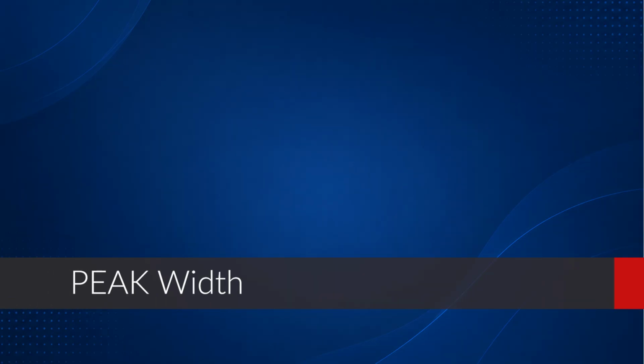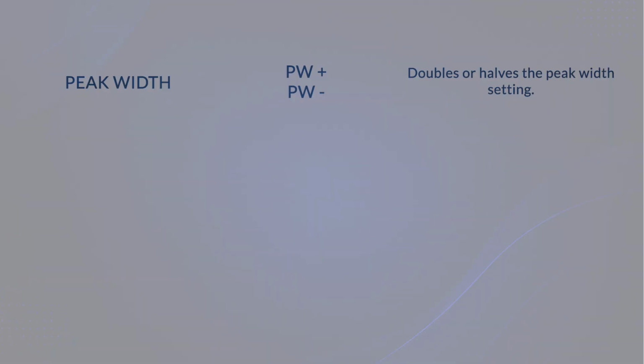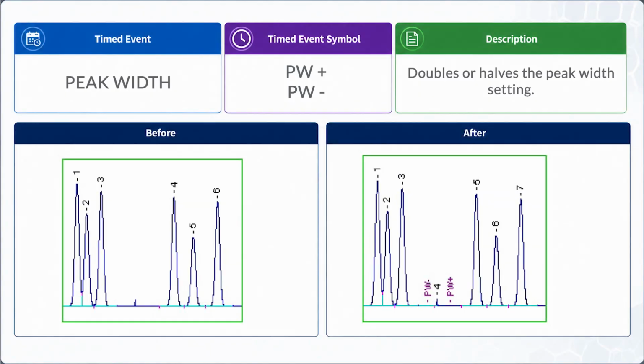Peak width. PW plus increases peak width. PW minus decreases peak width. Peak width affects how Chromperfect detects peaks. If peaks are broader than expected, increasing the peak width can help the integration algorithm treat them correctly.